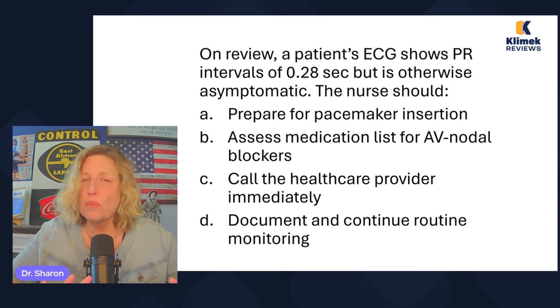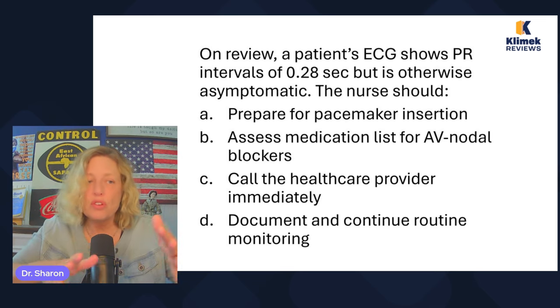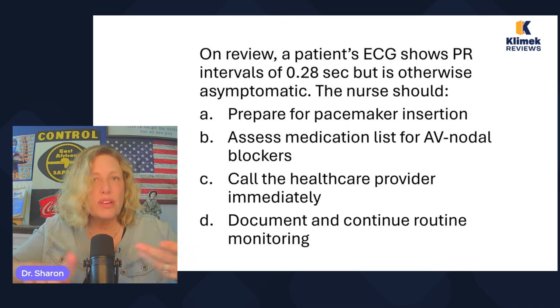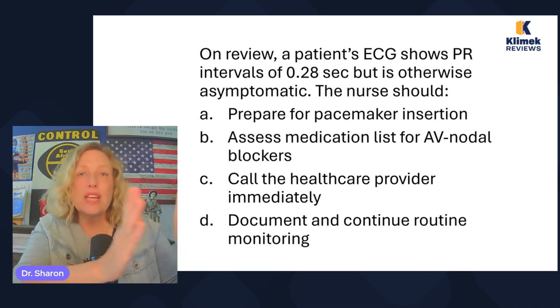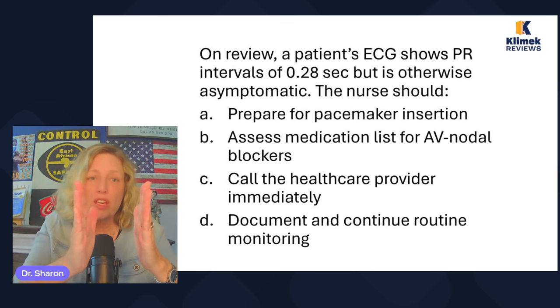Everything's fine. You have a normal P wave, you have a normal QRS, you have a normal T. The rate is fine, right? It says otherwise asymptomatic. So that means the P wave's normal, the QRS is normal, the T wave's normal, the heart rate's normal, everything else is normal. Just a long PR interval. So that's the distance between the P wave and the QRS.